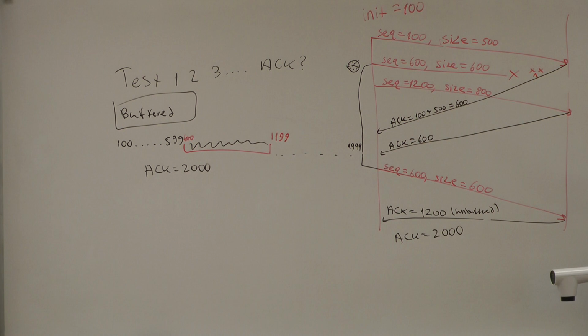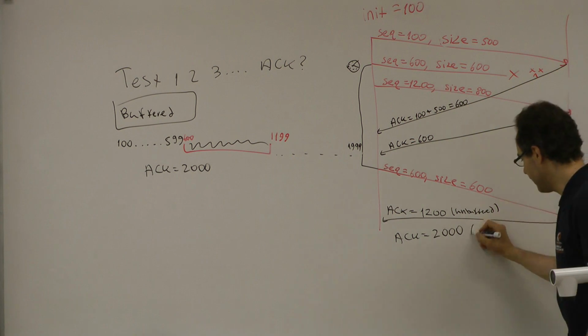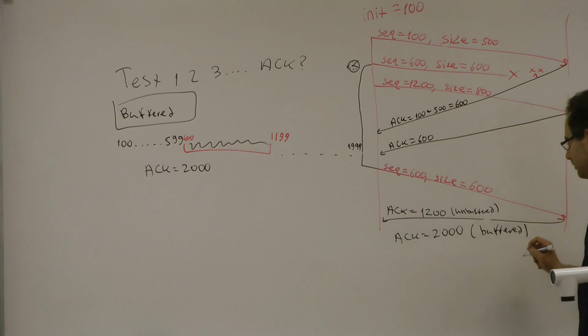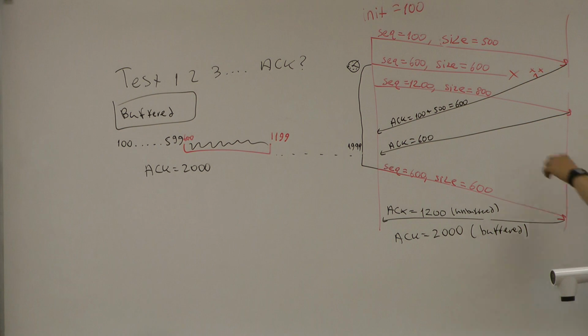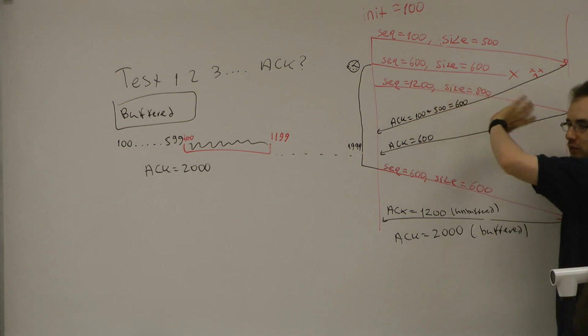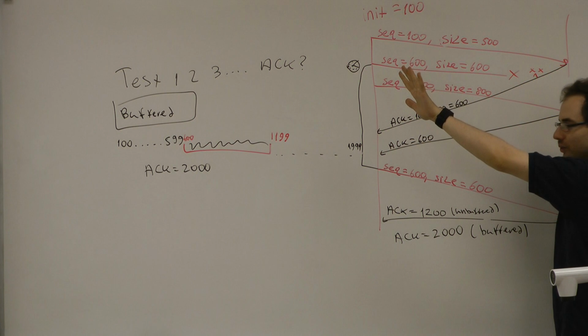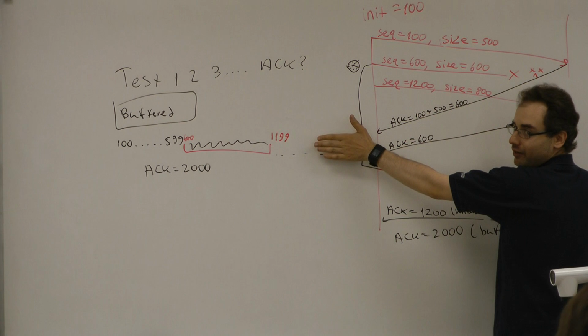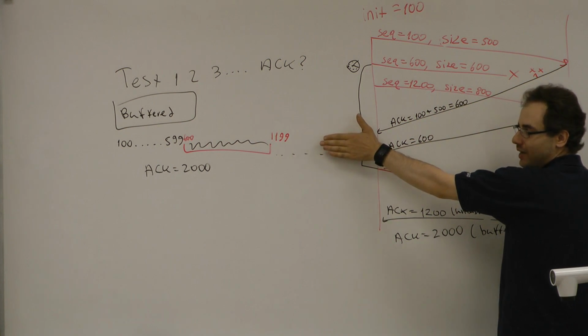So in the buffer case, after it sends the missing packet, the last acknowledgement is the cumulative one. In the unbuffered case, it just discards everything else. Because what happened in the unbuffered case? This packet was out of order, so it was thrown away. So basically there is no this part, because this part was thrown away since it arrived out of order.